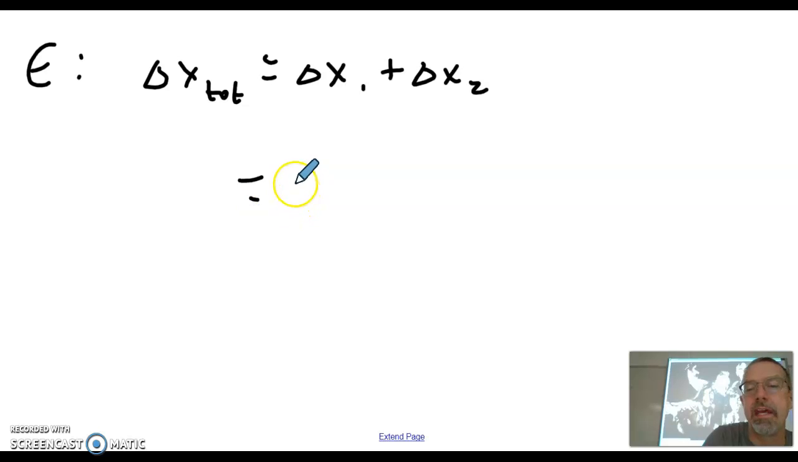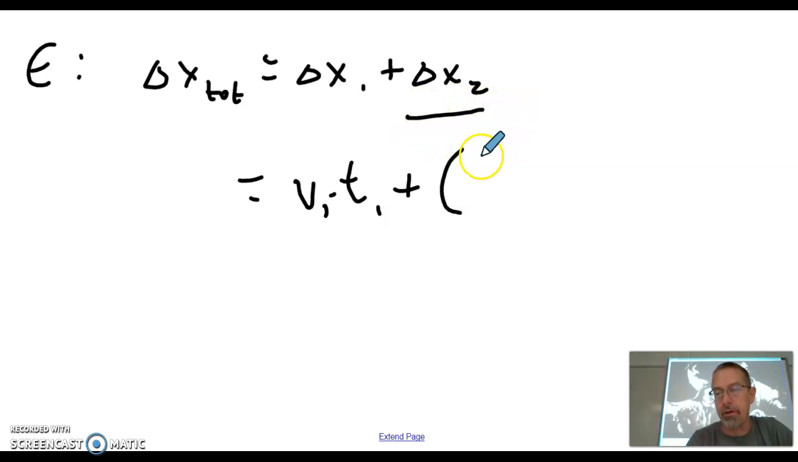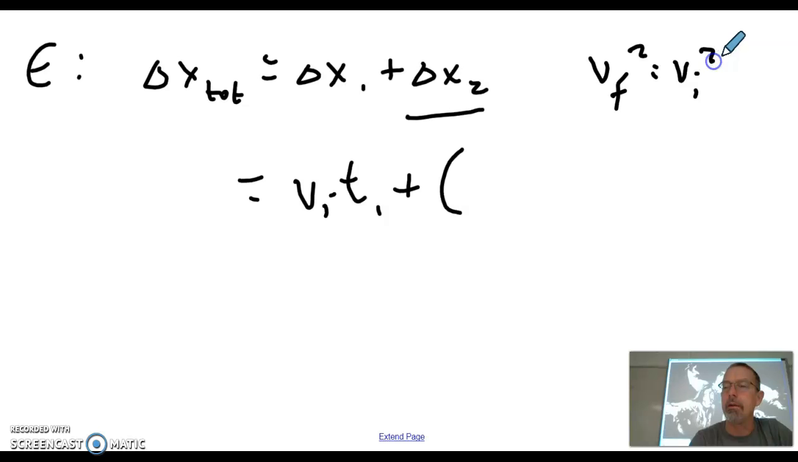And that's the same as saying my initial velocity times that first time, plus I'm going to need an equation here that's going to help me figure out what this delta x2 is going to be. They don't give me a time for how long this is accelerating, so I need some variant of vf squared equals vi squared plus 2a delta x.